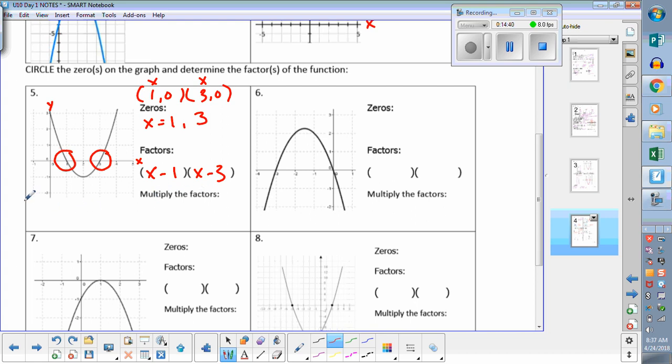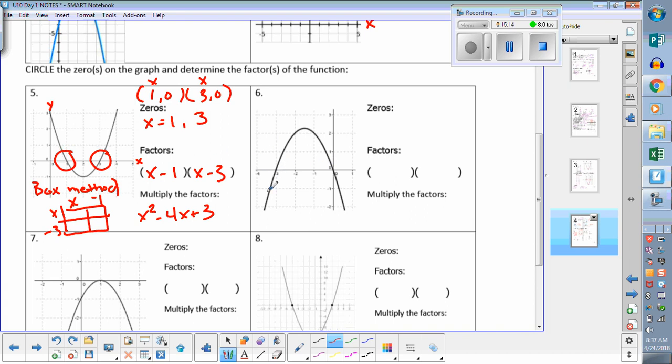We used the box method. So we drew a box, and we put x - 1, and then we put x - 3. And when we multiplied it all out, it came to x squared minus 4x plus 3. That's what they want you to do. So you're using the box method to check your factors. All right, we're going to do the same thing here.